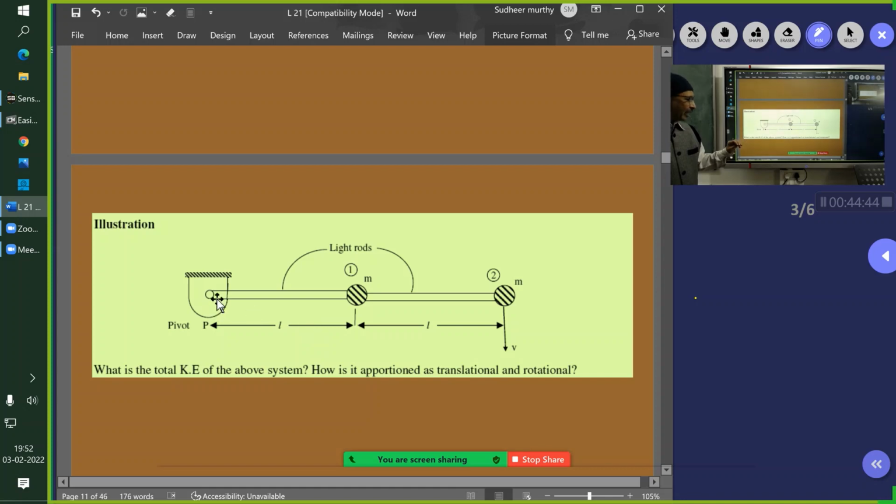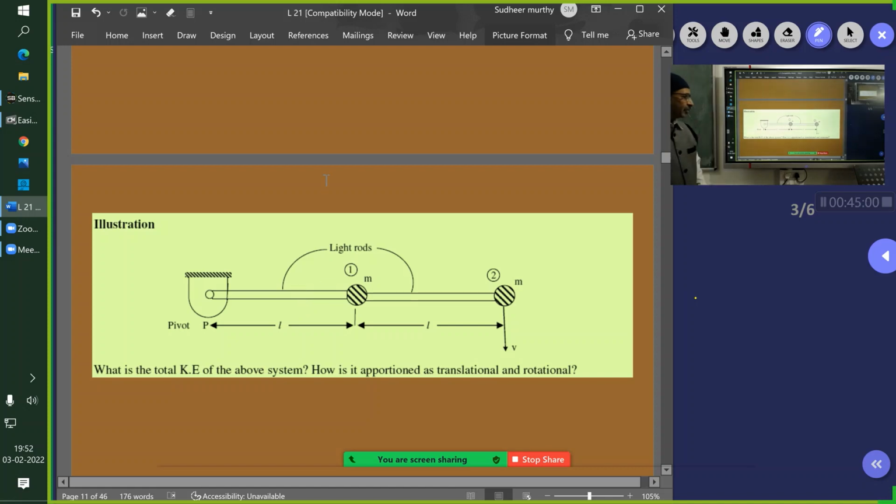If you take this point and calculate the total kinetic energy with respect to it, you will get half I naught omega naught square. Now you can split that into translation and rotational kinetic energy in this case. Now you will get that idea.